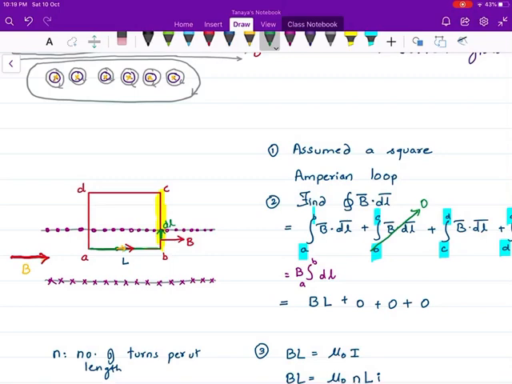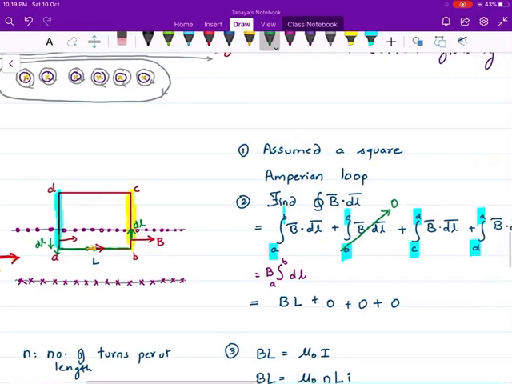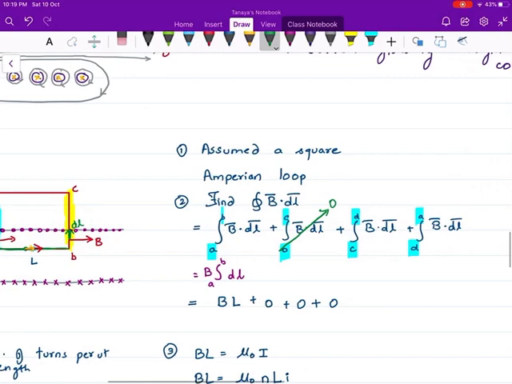Similarly, for this part, from D to A, it is going to be the same thing because B is acting in this direction. dl is acting now in the downward direction, because we are traversing the loop in the anti-clockwise direction. So dl is downward. Anyway, the angle between them is 90 degrees. So integration from D to A, that is this term, is also going to be 0.